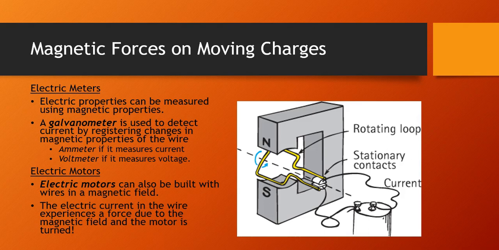Many of these things you see now are digital. They're called digital multimeters, and you can choose which type of meter you want it to be. It measures more than just current and voltage. Generally, it measures a lot of other electrical properties as well.